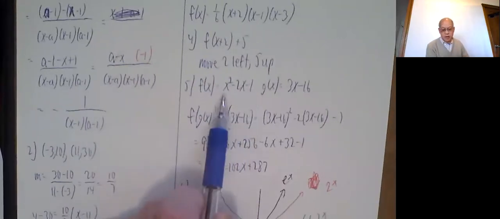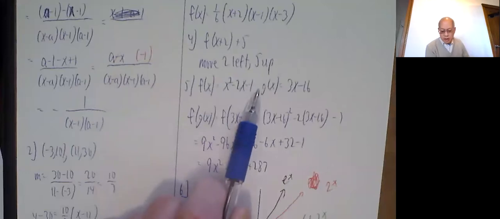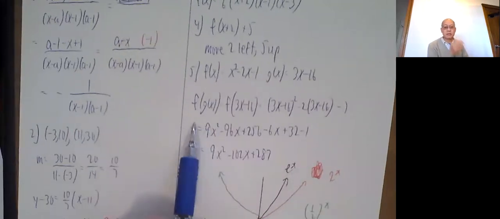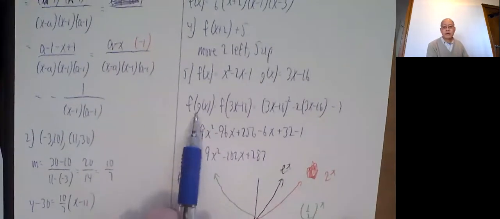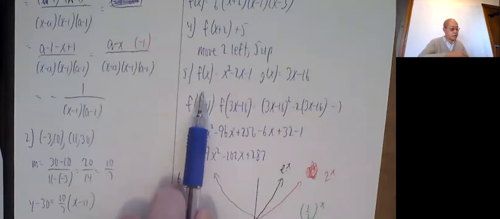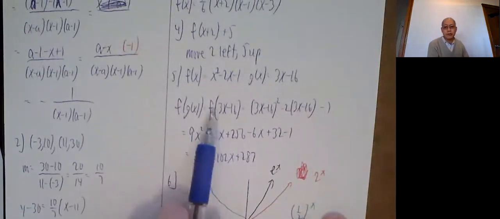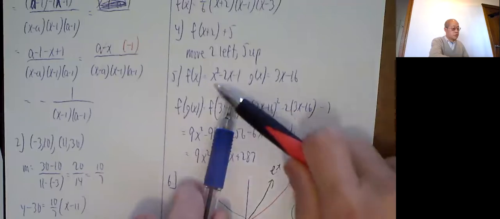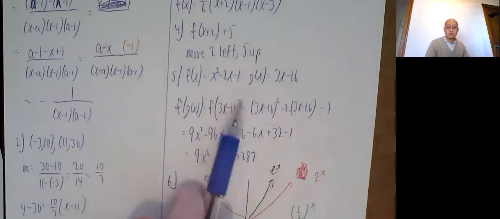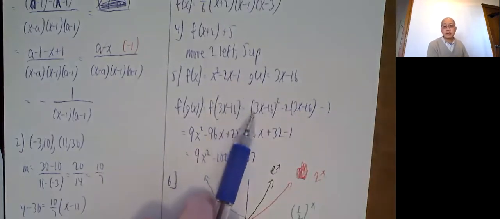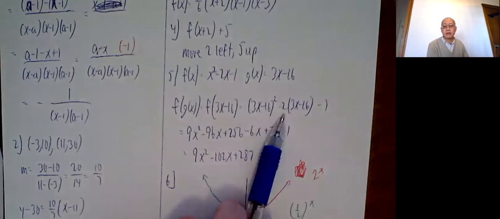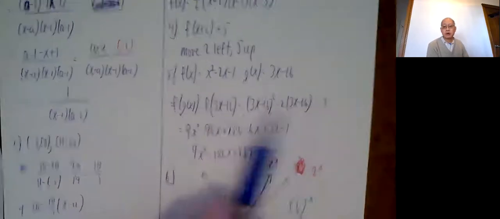Number 5, here are f of x and g of x. You're asked to find f of g of x and simplify. So f of g of x, where g of x is 3x minus 16, so I want f of 3x minus 16. Now all that mess gets thrown into here and here. So it's 3x minus 16 squared minus 2 times 3x minus 16 minus 1.